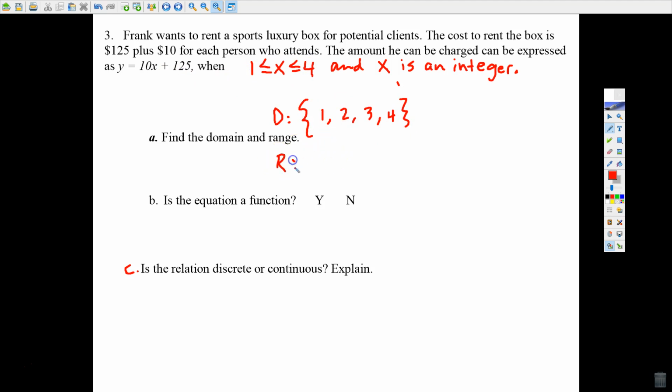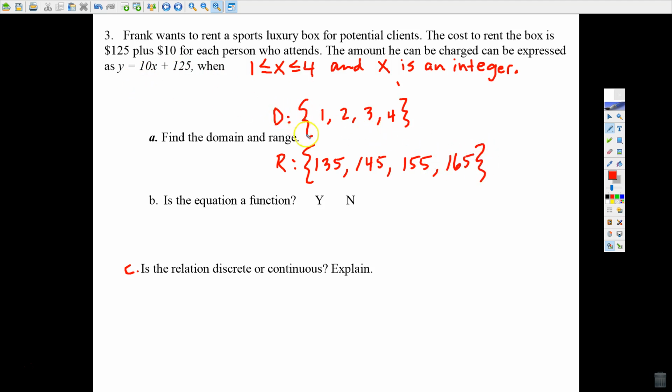The range, again, think of the word output. Domain is input, and when you do input these numbers into this function, or substitute them in for x, what are the resulting outputs? So let's see, one at a time. If we let x be 1, we get 10 plus 125, which is 135. If we let x be 2, we get 20 plus 125 is 145. X is 3, we get 155. X is 4, we get 165.